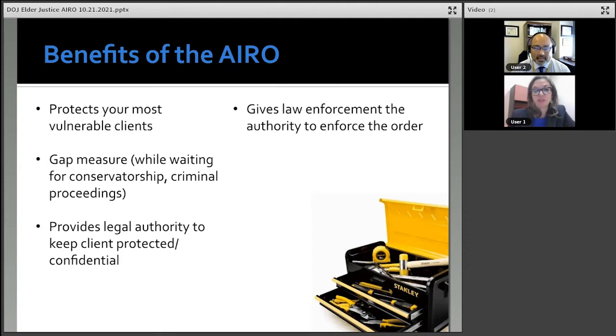Benefits that we've experienced in Riverside is we definitely get to protect our most vulnerable clients. We have found that it does serve somewhat as a gap measure. So if we can get the EPO, that's only really going to protect someone for those 5 days. And then there might be criminal proceedings. There might be public guardian conservatorship being considered. And all of those things are great, but it really allows us to protect the client while all those other measures are happening and moving through the process.